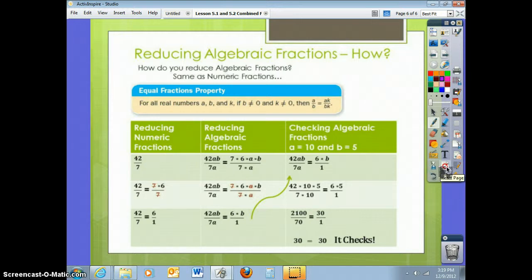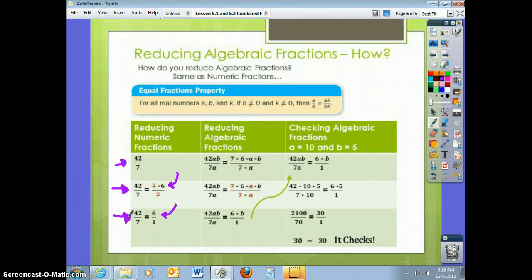So here's a very simple one, 42 over 7. Well, I'm sure you already realize that's 6, but the way you were first taught that was to have you realize that 42 is equal to 7 times 6. And then once you broke it out into its factors, you would cancel the two 7s, and you would just have 6 in the numerator and 1 in the denominator. So 42 over 7 equals 6 over 1. Okay? Let's use that same idea for algebraic fractions.